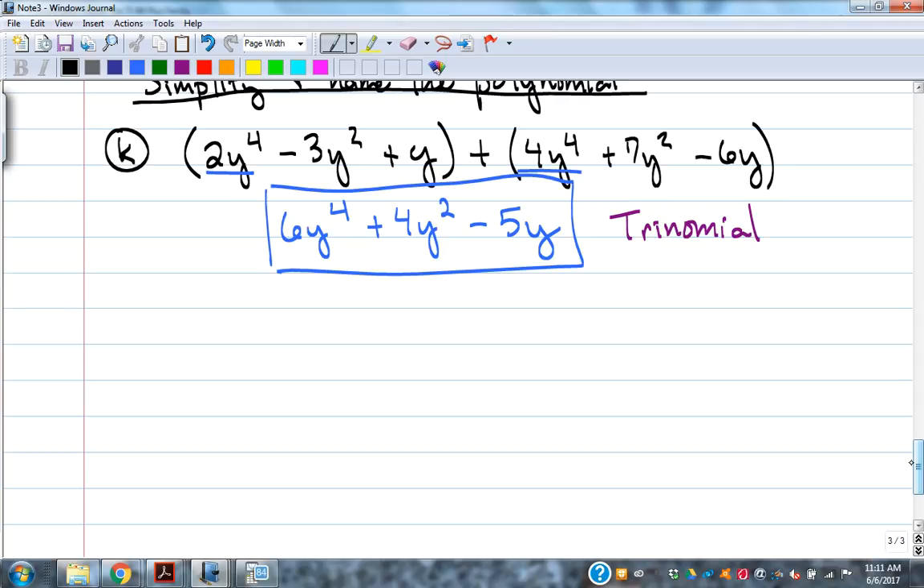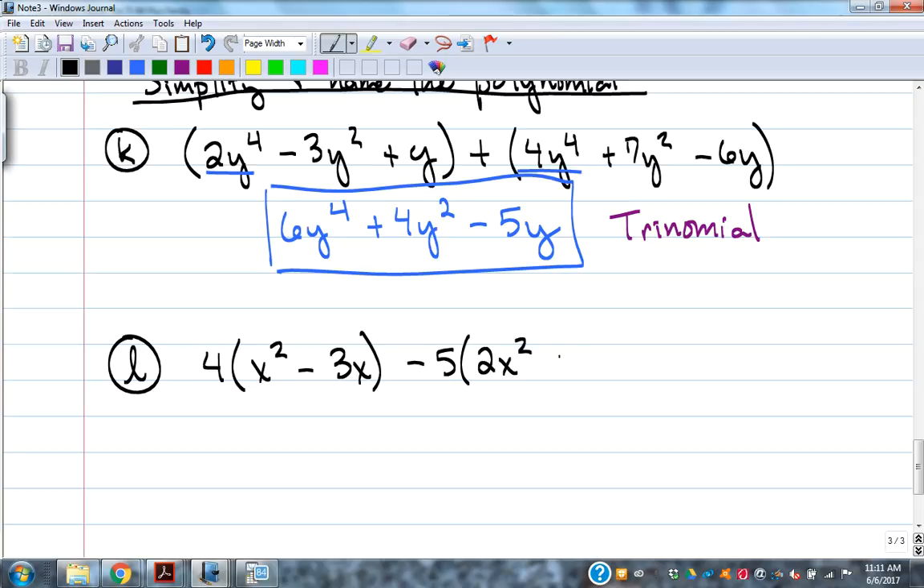Let's do one more, and then we'll take a break for lunch and come back, and we'll rest our brains for a little bit, and we'll come back and do the other half of our stuff. Let's say we had 4 parentheses x squared minus 3x minus 5 parentheses 2x squared minus 8x.